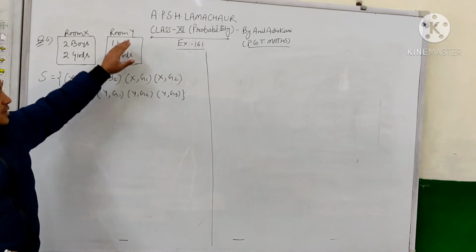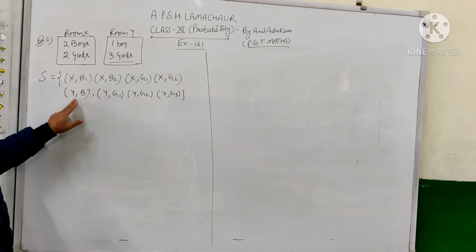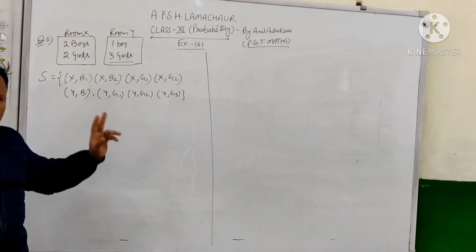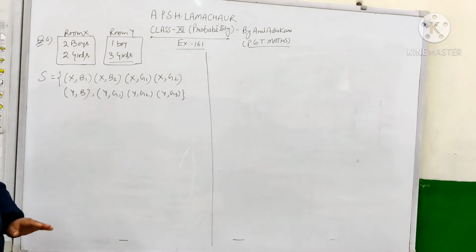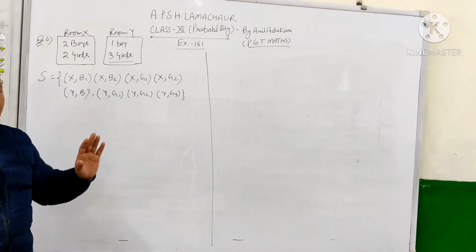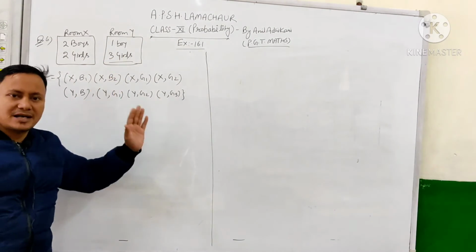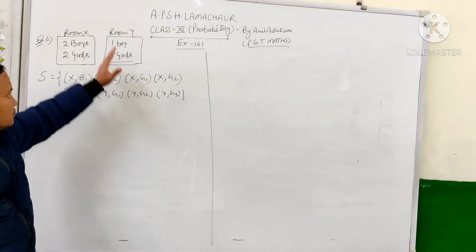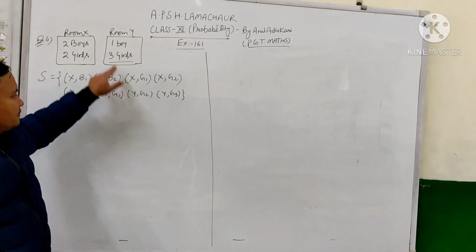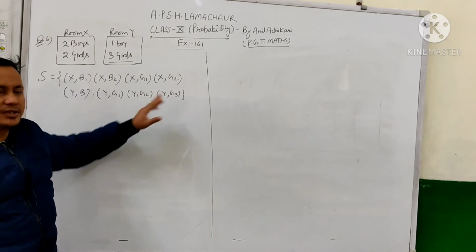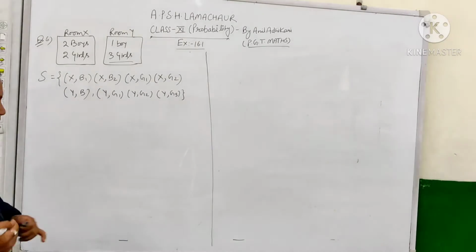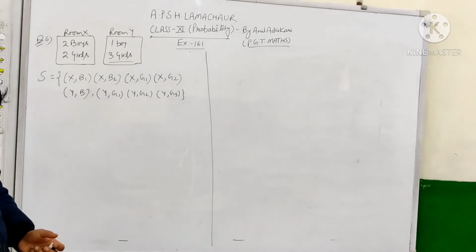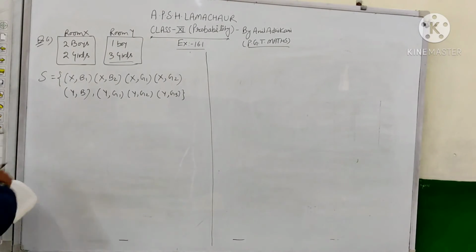Now a similar condition for room Y. First we select room Y, then since there is only 1 boy, we can write it like B. So Y comma B. Second, since there are 3 girls, we can classify them as G1, G2 and G3. So room Y with G1, room Y with G2 and room Y with G3, because there are 3 girls. Okay, so these are the possibilities, this is the sample space for this particular experiment. Now coming to question number 7.